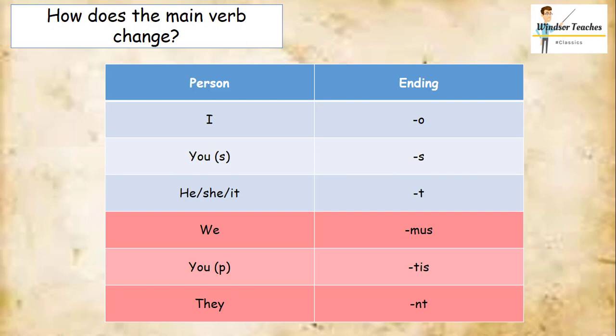In the red part of the grid here, we have the plural endings for verbs. We, you plural, and they are all plural in their nature, and they will have endings mus, tis, and unt on any verb in the plural present tense. So this is for the present tense only. Other tenses are going to have their own endings on this basis as well. Let's just keep it for present tense for the sake of this video.